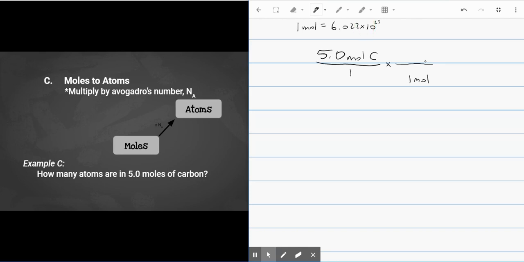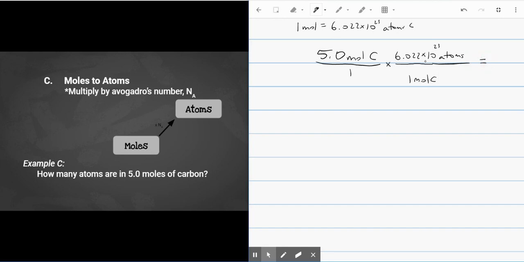anything. And so you can have 1 mole of atoms or molecules or sand, anything, 1 mole is this number. So I have this many atoms of carbon in 1 mole of carbon. 1 mole of carbon is 6.022 times 10 to the 23rd atoms. Okay, and so we're going to take 5 and multiply it by this number.